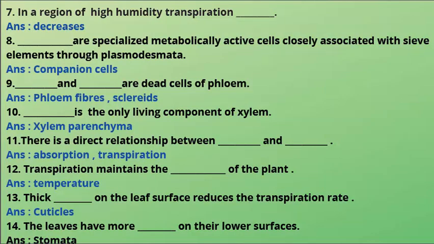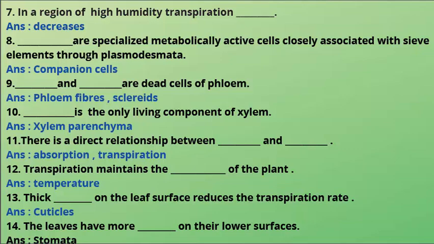Number 7, in a region of high humidity, transpiration dash, that is, it decreases. When the moisture content in the air is on the higher side, then the transpiration rate decreases. Number 8, dash are specialized metabolically active cells closely associated with sieve elements through plasmodesmata.